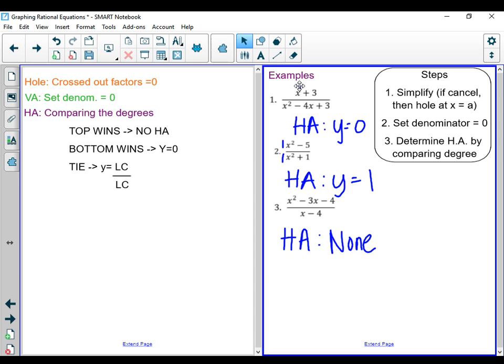Now, because we don't have a horizontal asymptote, there's a possibility for an oblique asymptote. Okay? And that'll be the last one we learn. Let's take a quick break. And then we're going to put all of it together.